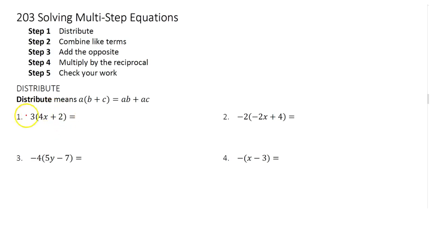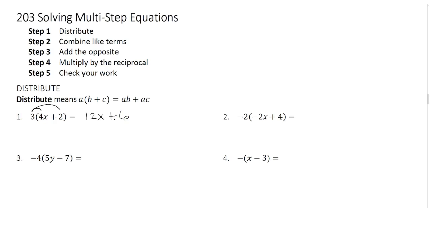Before we begin solving equations, let's practice the first step, distribution. Distribution is when you see a number outside of parentheses that includes several terms. Multiply the number outside the parentheses by each term inside the parentheses. In example 1, multiply 3 times 4x for 12x, and 3 times 2 for positive 6.